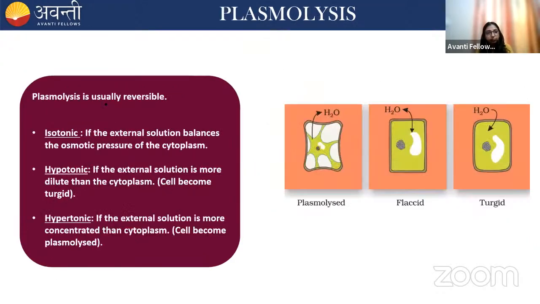Remember this. Next comes plasmolysis. Plasmolysis is a reversible process. Remember this, it's a reversible process. And there are three types of solution: isotonic, hypertonic, and hypotonic. In hypotonic, the cell will have high solute and low water. So the water from outside will move in. So endosmosis will take place.